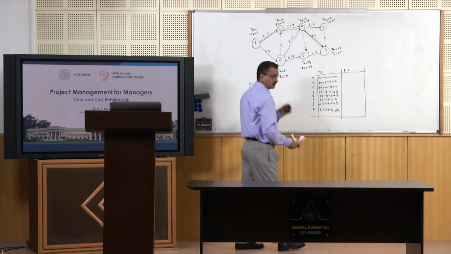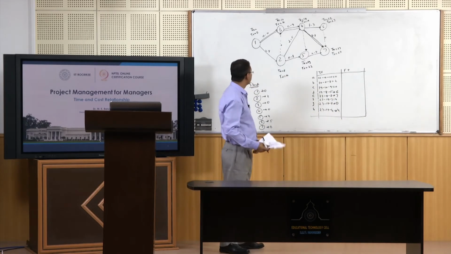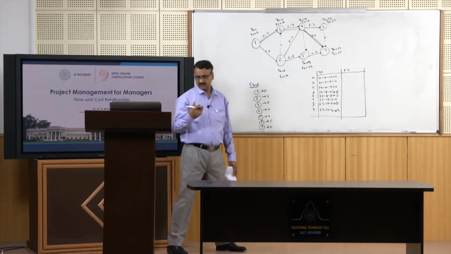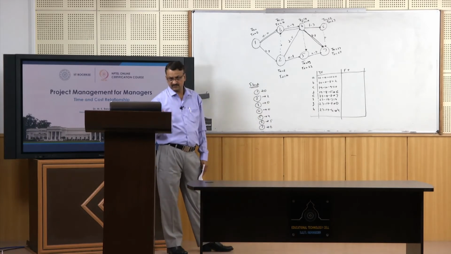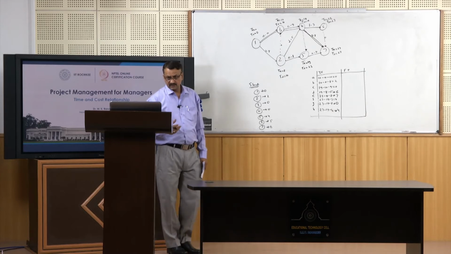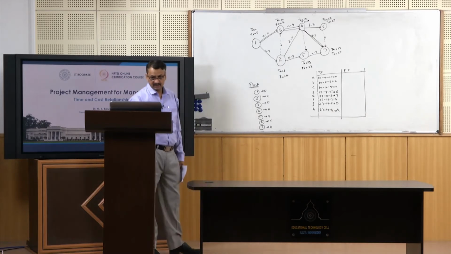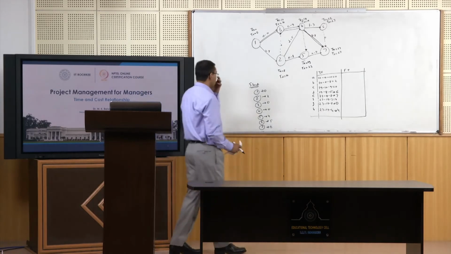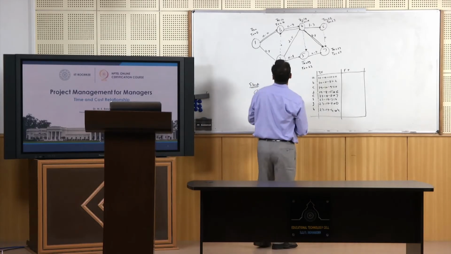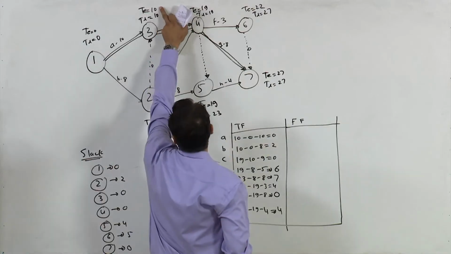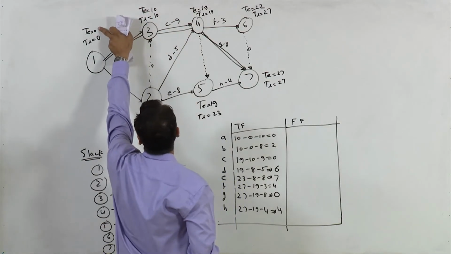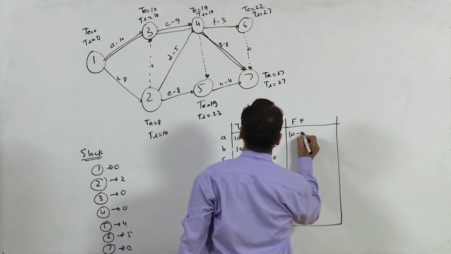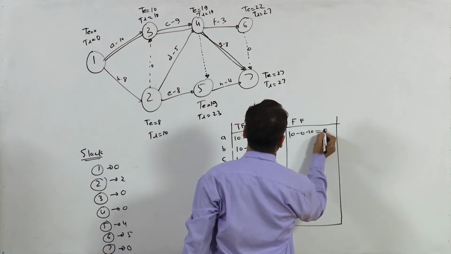Free float, both TEs, right? In free float you have TEJ and TEI, so TE of the succeeding activity and TE of the preceding activity. Let us look at this. TE is 10 here, TL is 0 here, so 10 minus 0 minus 10, this is 0, right?